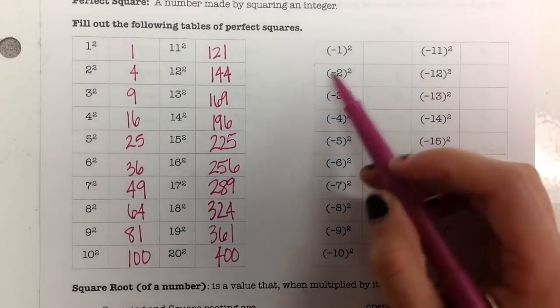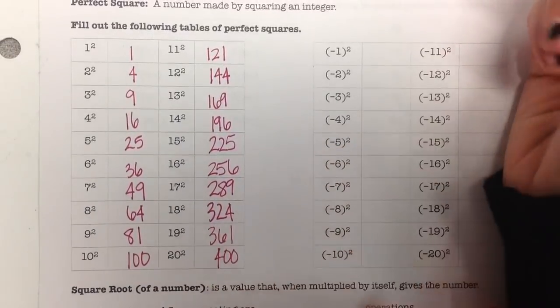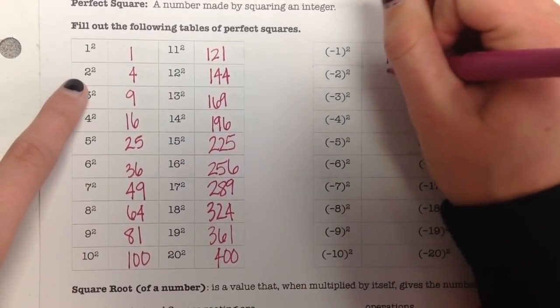Now remember, when you have a negative times a negative, that still equals a positive. So these should be the same as this.